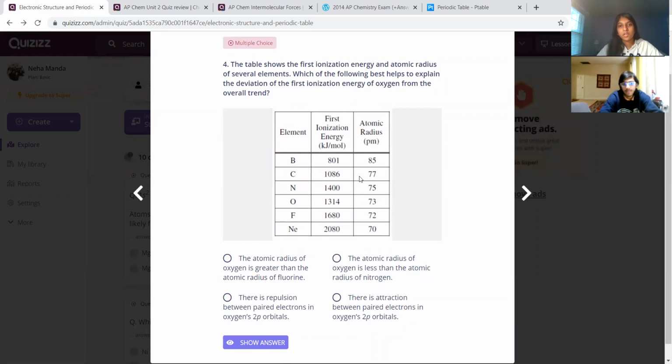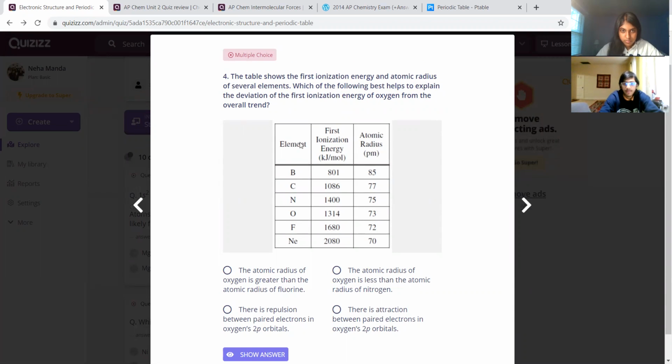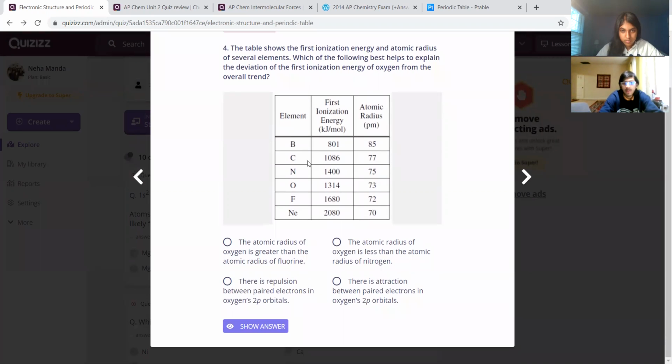Mm-hmm. Okay. The table shows the first ionization energies. That looks like an actual AP question. The AP font. Oh, is it? Okay. Yeah. So, which explains the deviation of oxygen from the trend? They put these on FRQs as well a lot. These types of questions. So these are good questions.